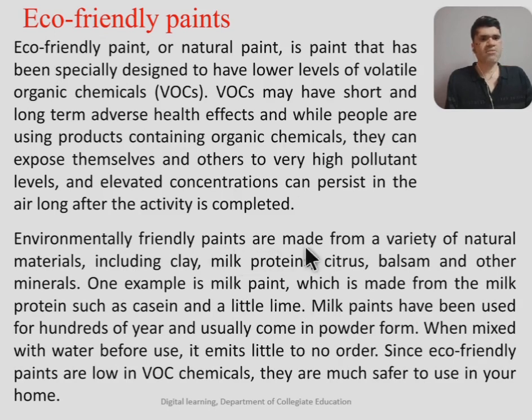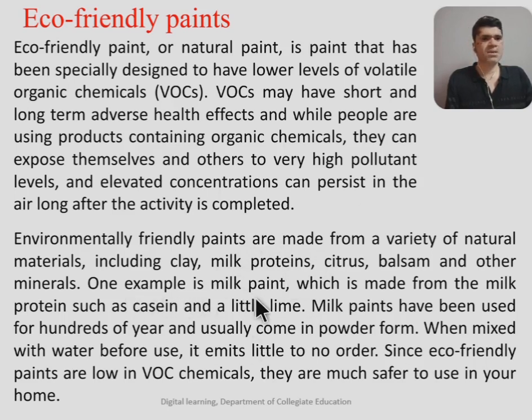So environment friendly paints are made from a variety of natural materials including clay, milk protein, citrus, balsam and other minerals. So this is how environment friendly paints are made. For example, protein, there is casein. So you can observe casein paint is available.